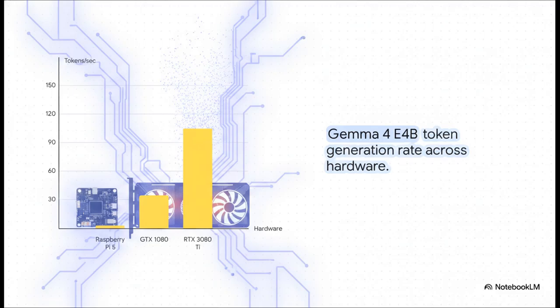But then you scale it up to an older workstation GPU, something like a GTX 1080, and suddenly we are flying at around 35 tokens per second. Throw a modern powerhouse at it, like an RTX 3080 Ti, and it nearly triples that, soaring past 100 tokens per second. It scales absolutely beautifully across whatever you've got.